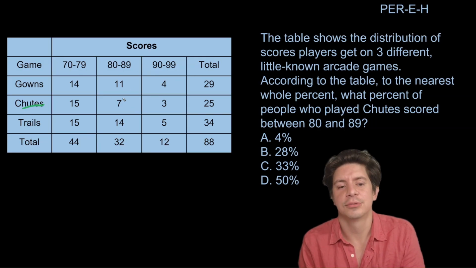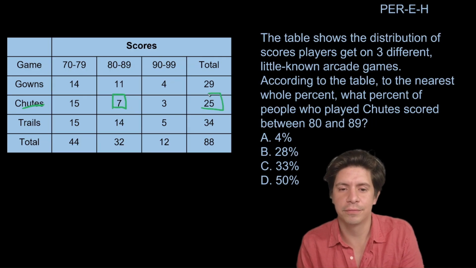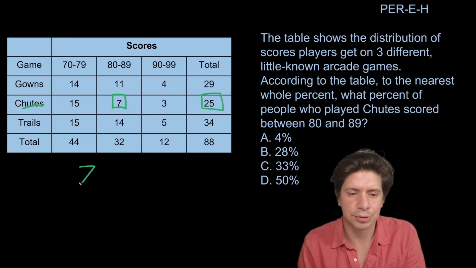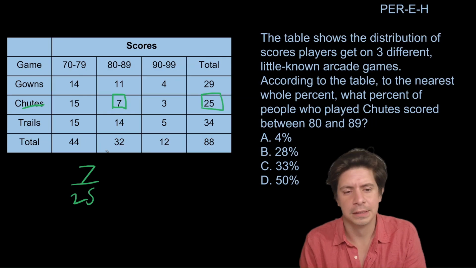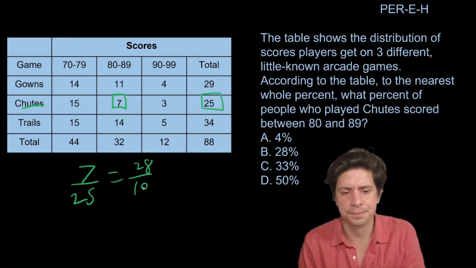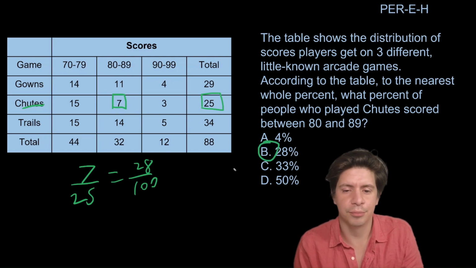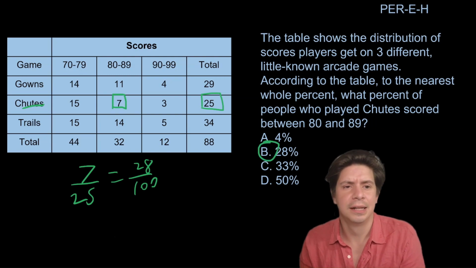Okay, so the game is called Shoots, and this time we're given ranges, not exact values, but that's okay again, because we're given that 7 people scored between 80 and 89, and they're out of a total of 25. So we just do 7 over 25. To get that, we're going to multiply by 4, and we get 28 over 100. Of course, you could plug it into Desmos or your calculator, and you're going to get B as in boy, 28%.